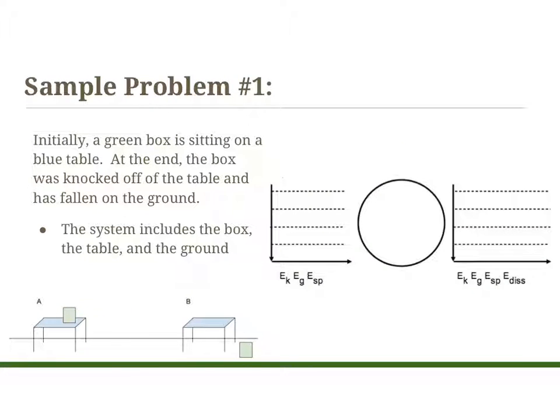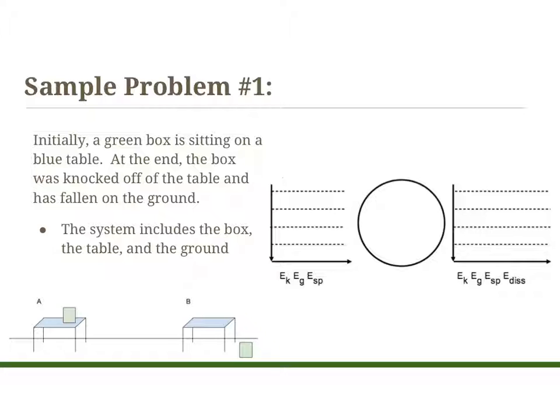Now, here are going to be a few examples that we're going to work through, and we're going to try to talk through them the best that we can. So here's the scenario. Initially, a green box is sitting on a blue table, and at the end, the box was knocked off the table and has fallen to the ground. So I'm telling you that the system includes the box, the table, and the ground.